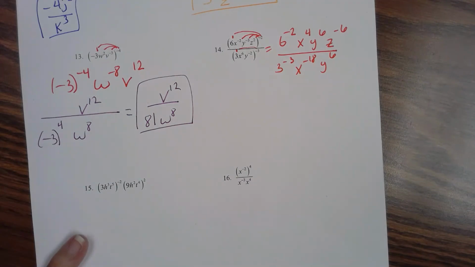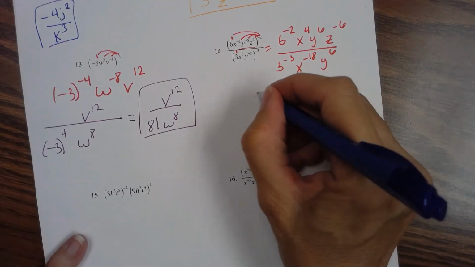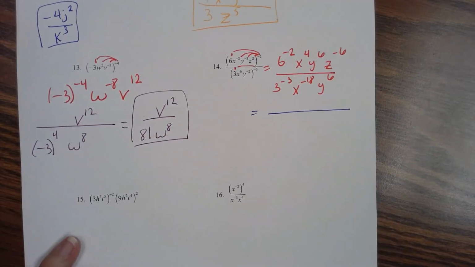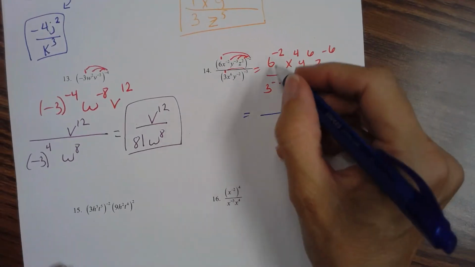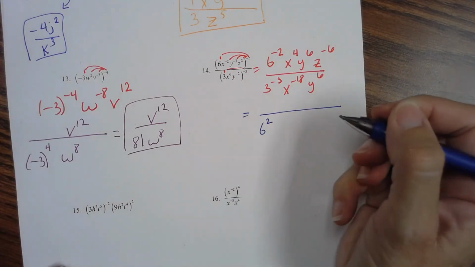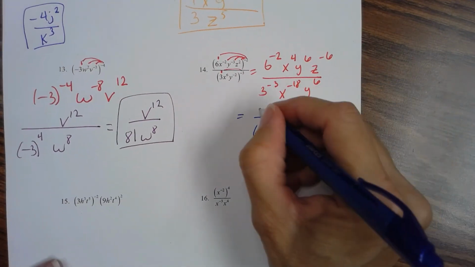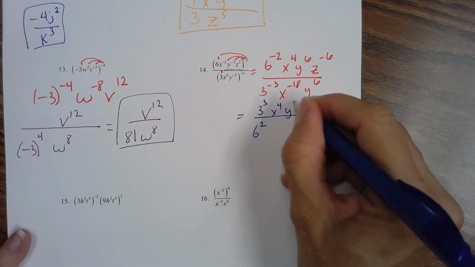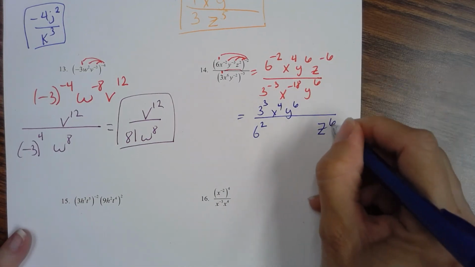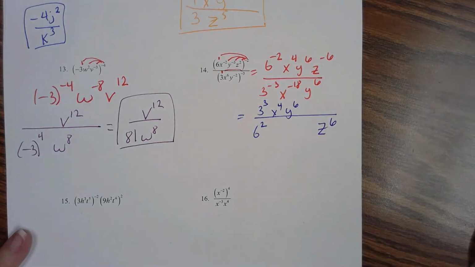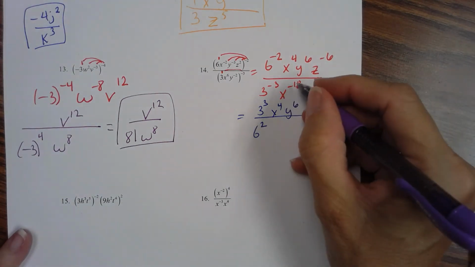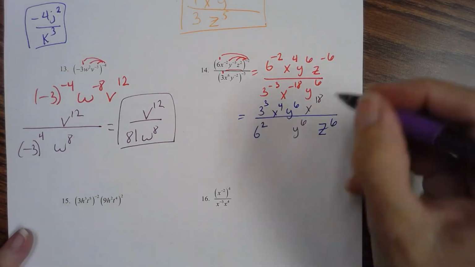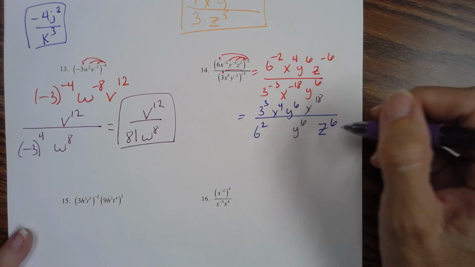I like to get rid of my parentheses first. And then what would I like to do? Anything that has a negative exponent needs to get moved. So I'm going to move 6 to the negative 2 down, it becomes positive 6 squared. And 3 to the negative 3 is going to go up, so 3 cubed goes up. X to the 4 stays, y to the 6 stays, but z to the negative 6 moves down. Now in the denominator, x to the 18th goes up, but y to the 6 stays down. So that one stayed down, and so forth.